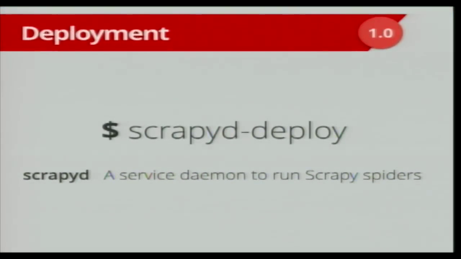So okay, let's say we have written a bunch of spiders, and now we want to deploy them somewhere. Well, we have a tool called Scrapyd. Of course, it's open source, and it provides a web service, all over JSON. So basically, it's a service daemon to run Scrapy spiders. So you can deploy your project, schedule new jobs, and check the status of those jobs, and it works okay.